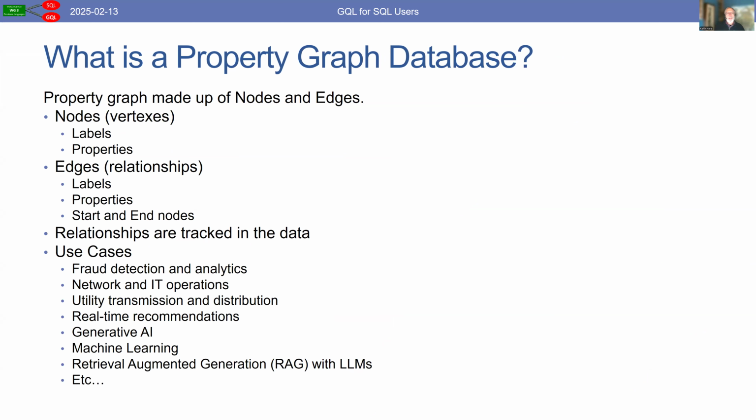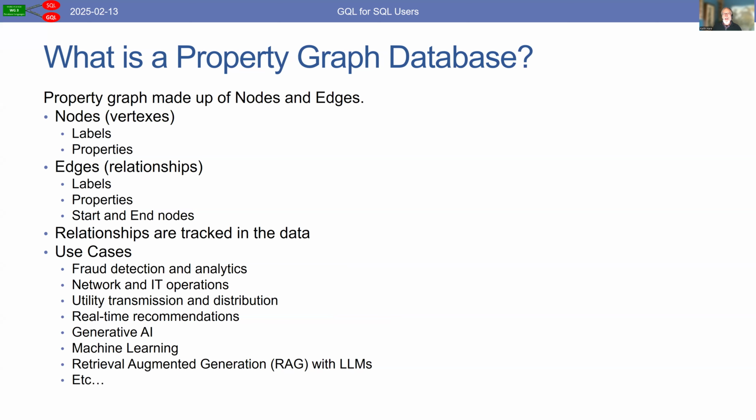I've used the term nodes. Sometimes you'll hear me and other people say vertexes. They're synonyms. Nodes can have labels and properties. Edges, sometimes called relationships, can have labels and properties. With an edge, you have a start node and an end node, although if it's an undirected edge, it basically just has two nodes. They aren't really a start node and an end node. Relationships are tracked in the data.